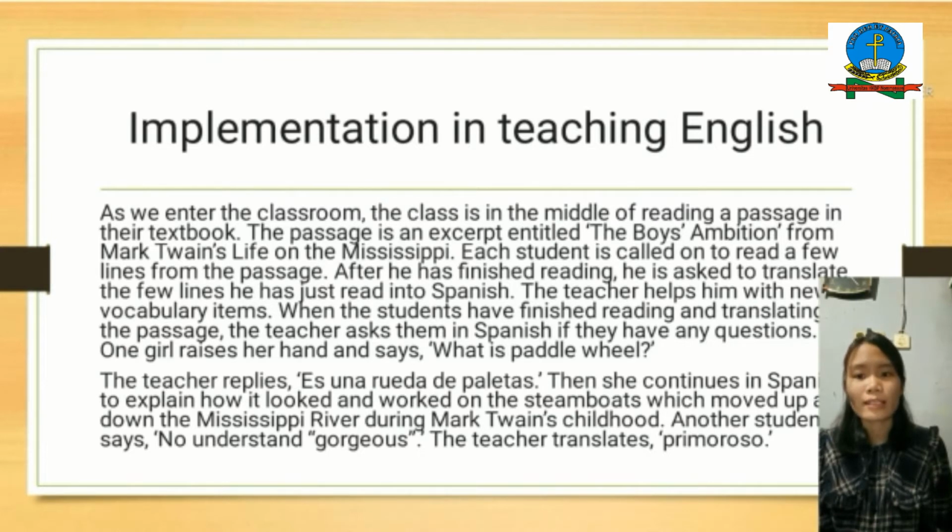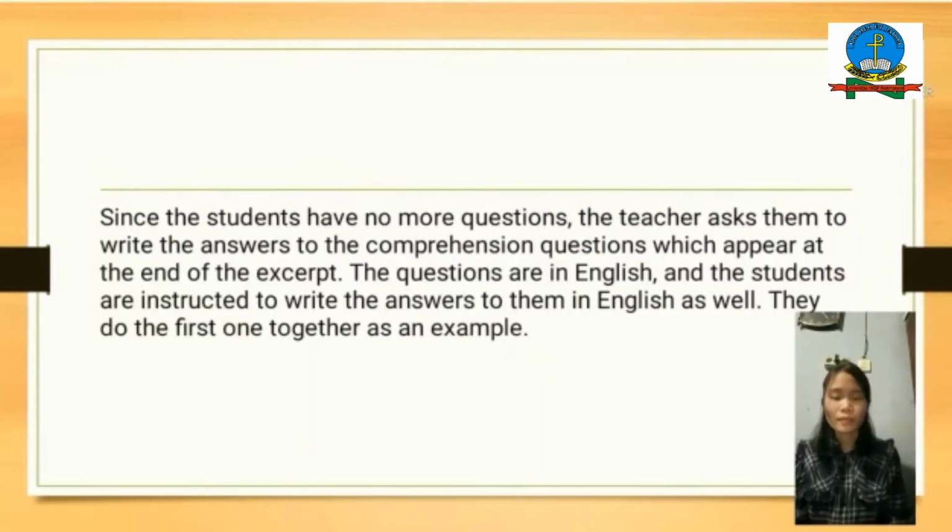Another student says, "No understand Georgius." The teacher translates "primoroso." Since the students have no more questions, the teacher asks them to write the answers to the comprehension questions which appear at the end of the excerpt. The questions are in English, and the students are instructed to write the answers in English as well. They do the first one together as an example.